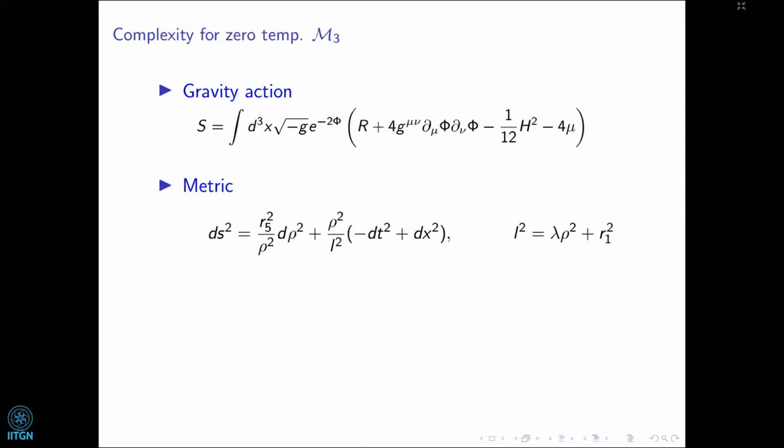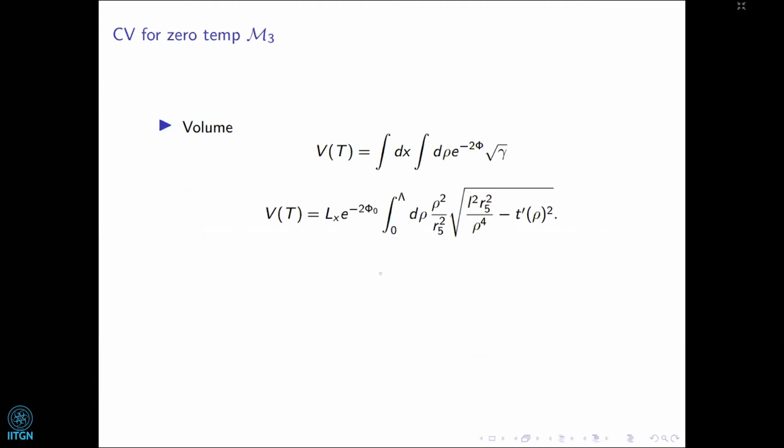The metric for the zero temperature case is given by this, where R5 is related to the AdS radius. This lambda is a parameter which tunes you between the AdS and the M3. It's a kind of tuning parameter. Then the dilaton is given by this equation. And so we compute the complexity for the zero temperature.